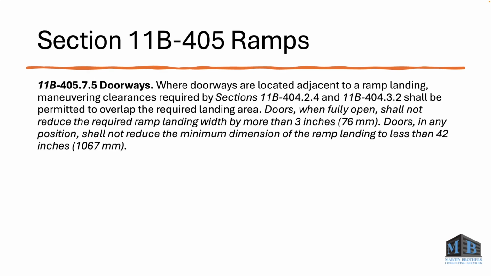405.7.5, doorways. Where doorways are located adjacent to a ramp landing, maneuvering clearances required by 11B 404.2.4 and 404.3.2 shall be permitted to overlap the required landing area. Doors, when fully open, shall not reduce the required ramp landing width by more than 3 inches. Doors in any position shall not reduce the minimum dimension of the ramp landing to less than 42 inches. So with this section, we know doors are allowed to open onto ramp landings and the clear floor space is allowed to overlap, but there are restrictions that we have to watch out for. If you can design it so your ramp landings have no doors in them, that would be preferable. All right.